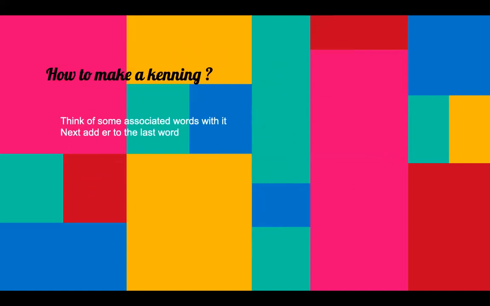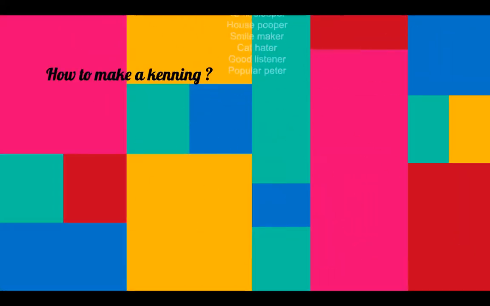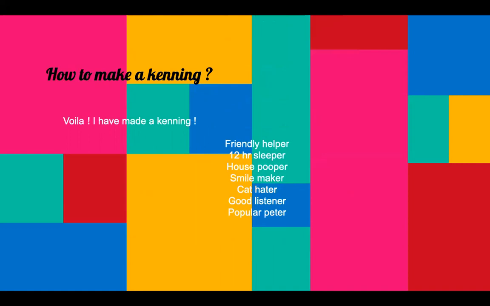The third step of how to make a kenning is to think of some words associated with it. A kenning is kind of like two words in a sentence, and you have to add ER to the last word. So at the end, voila, you make a kenning. If you join all of these points together, you will get the kenning. So this is the kenning I have made: friendly helper, 12-hour sleeper, house pooper, smile maker, cat hater, good listener, popular petter.